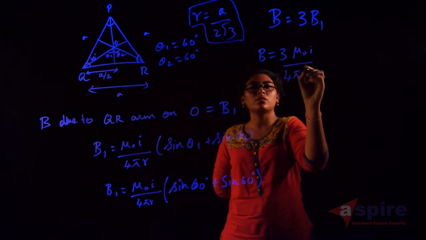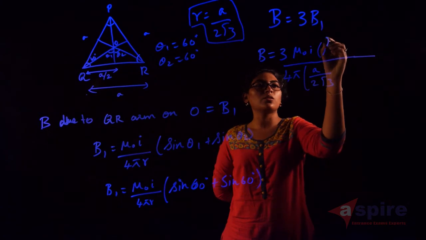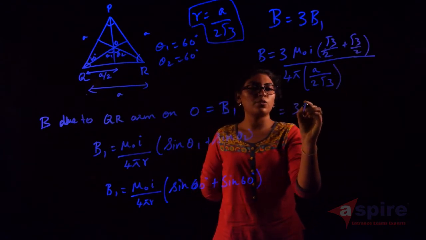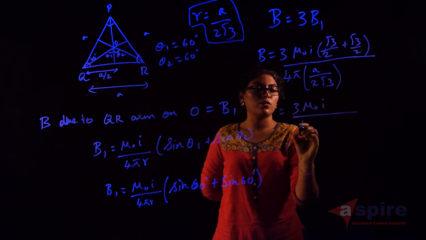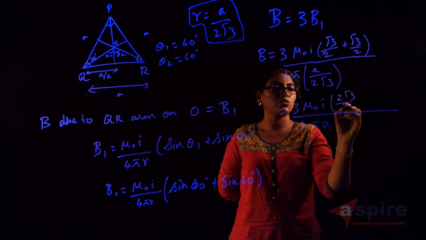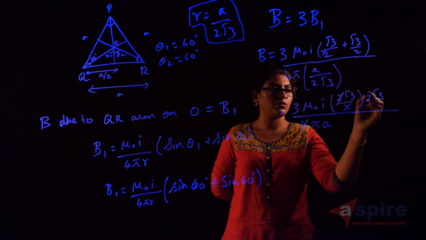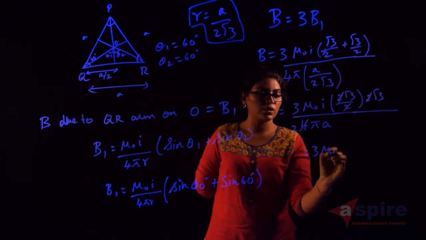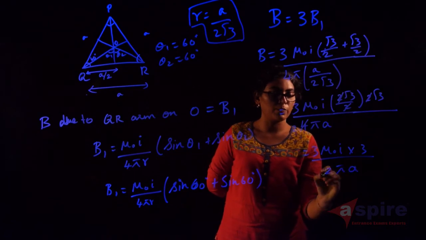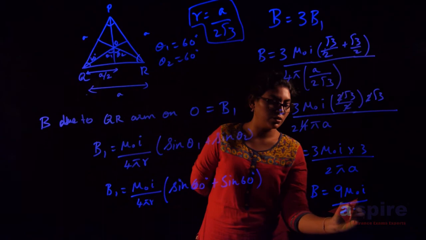So let us write this. A divided by 2 root 3 into sin 60 degrees, which is root 3 by 2 plus root 3 by 2, is equal to 3 mu naught I divided by 4 pi A. If I take the LCM for this, I'll get 2 root 3 by 2; this root 3 will go above, so 2 root 3, and this 2 and this 2 get cancelled, and this 4 and 2 will go, so I'll be left with 3 mu naught I. Root 3 into root 3 is nothing but 3, so into 3 divided by 2 pi A, or else B is equal to 9 mu naught I divided by 2 pi A.